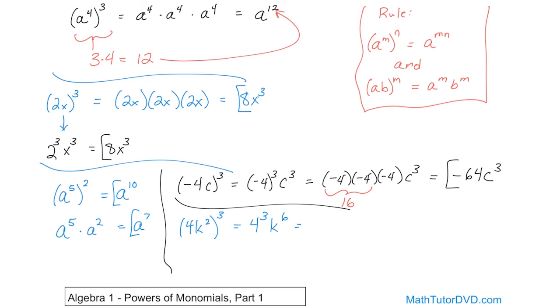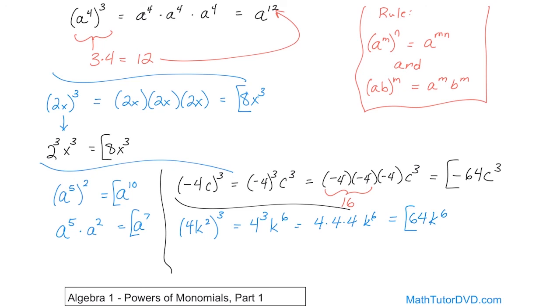Now, what is 4 to the power of 3? You need to figure that out. 4 times 4 times 4, and then we have k to the 6th power. Now, it's the same numbers as before. 4 times 4 is 16. 16 times 4 is 64. So it's positive 64 k to the 6th power. And that is the final answer.